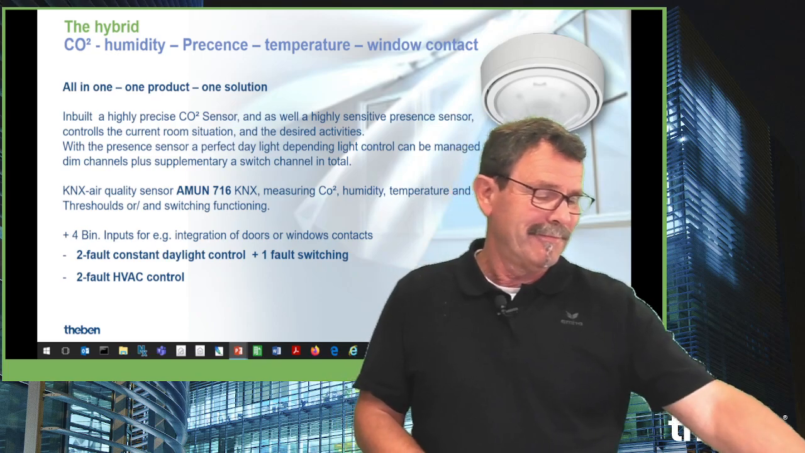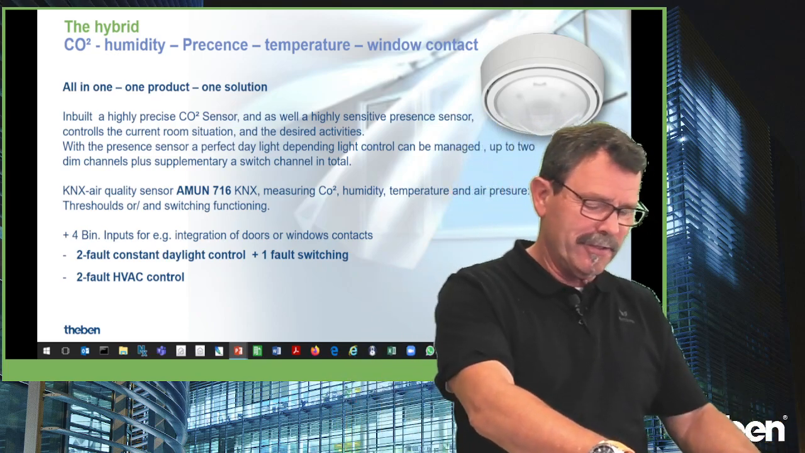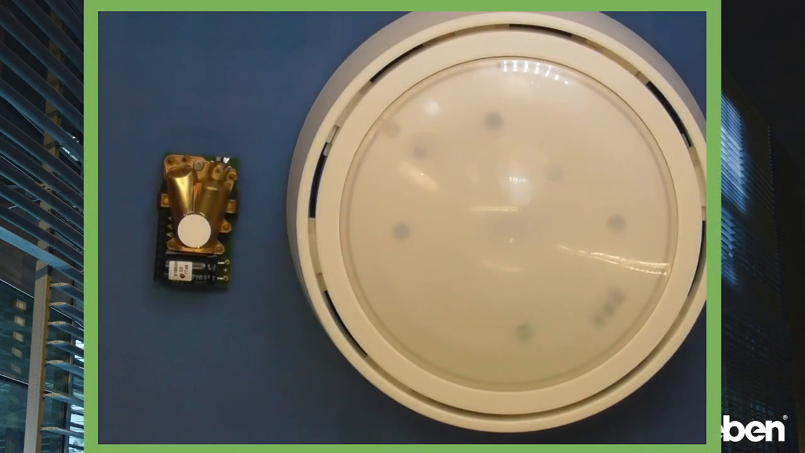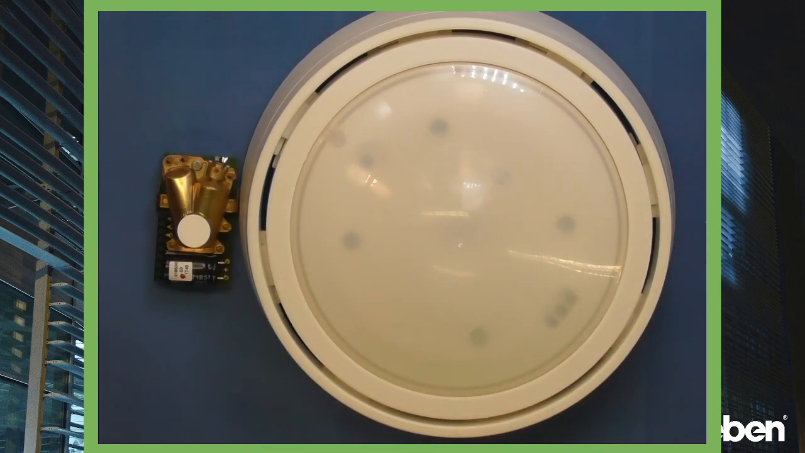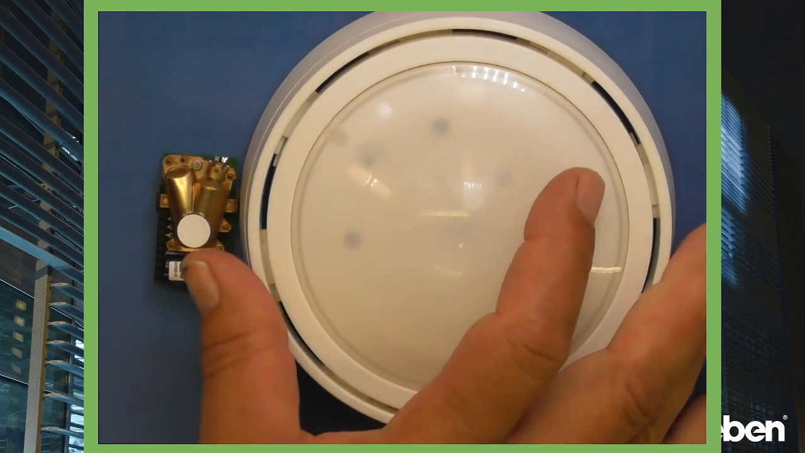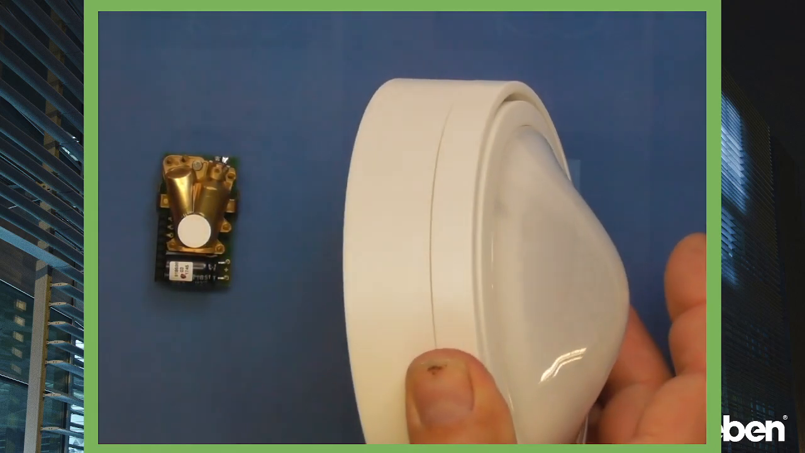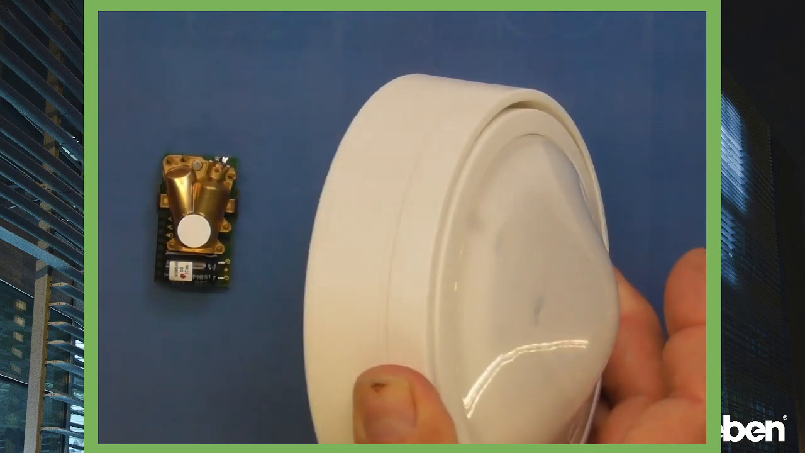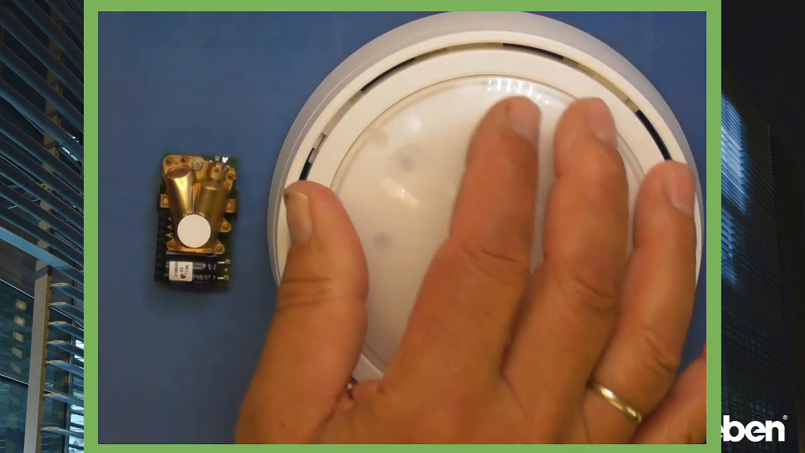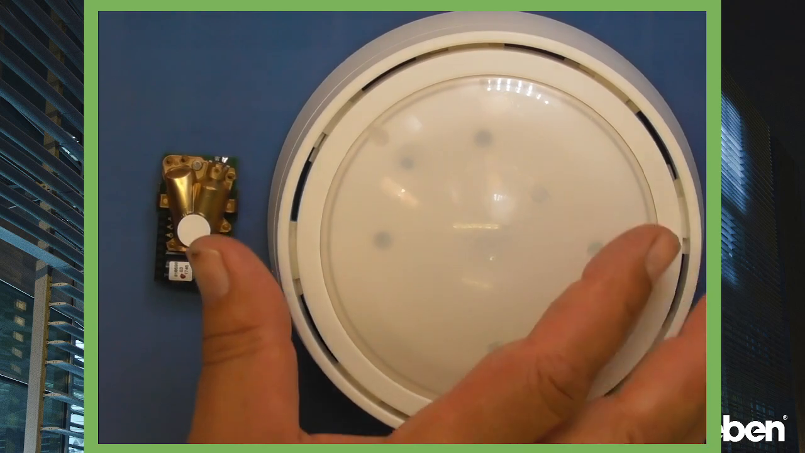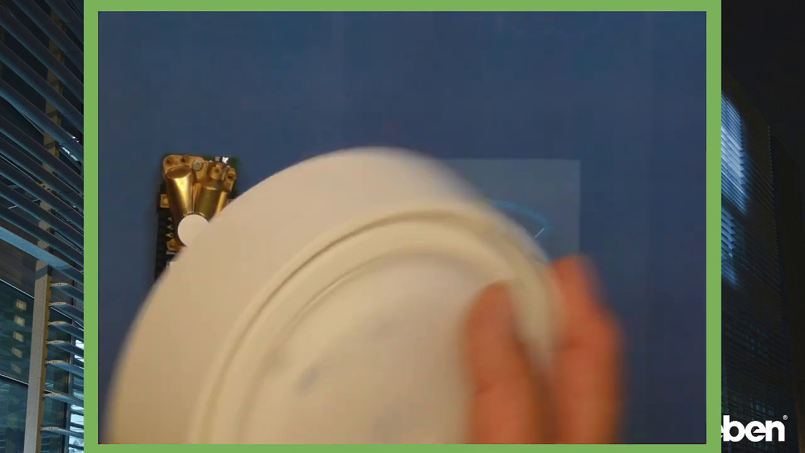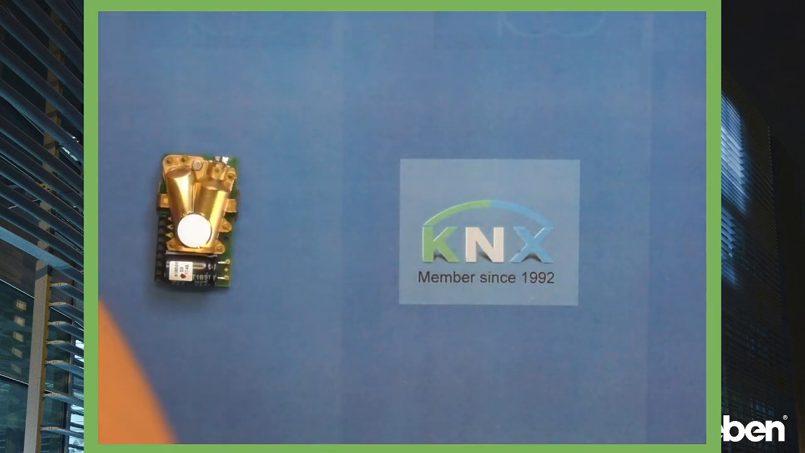This hybrid solution here is finally the AMUN 716, built into a presence sensor, so it's all in one. That means, first of all, you have a presence sensor managing your light control in an office or in a schoolroom. And down there, we have the CO2 sensor.